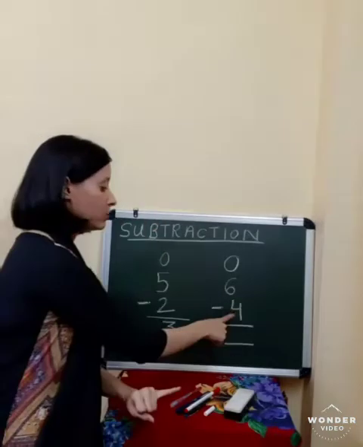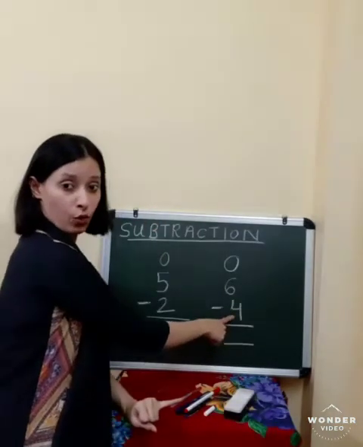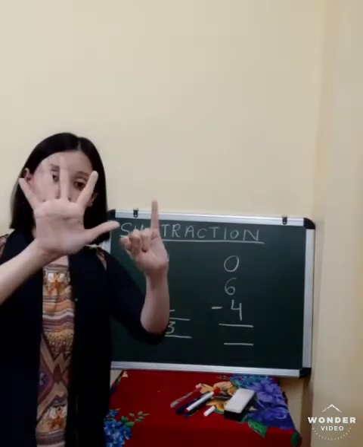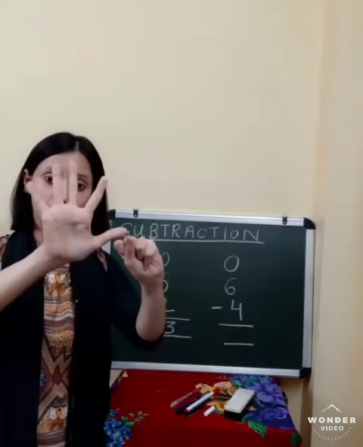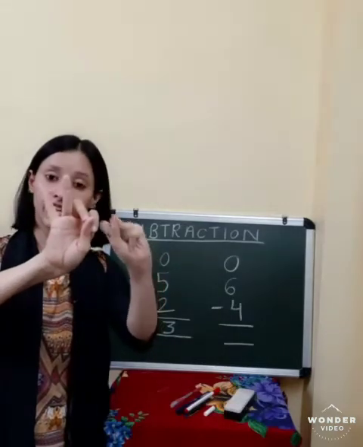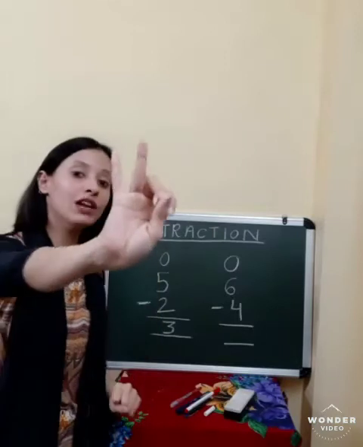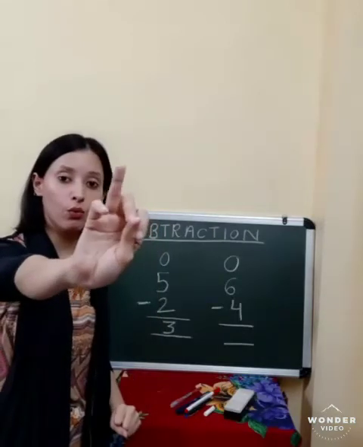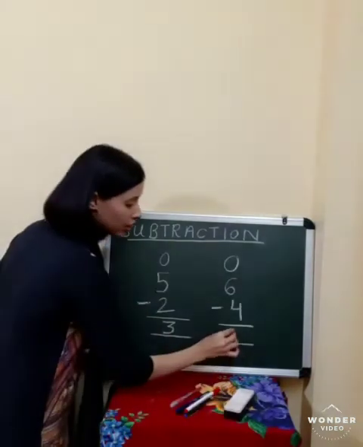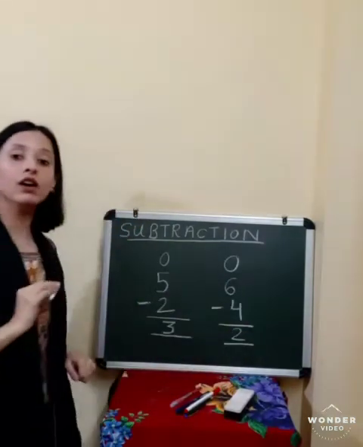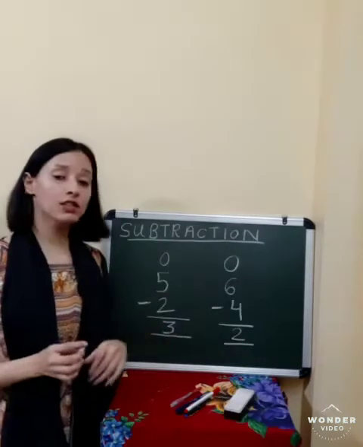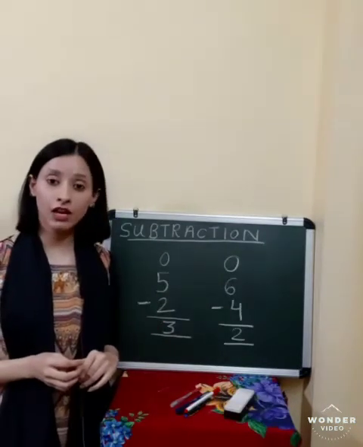Now below is what? Below is 4. So subtract 4 fingers from these 6. 1, 2, 3, 4. So you have taken out 4 fingers. You are left with how many? 2. 1, 2. So you will write 2 over here. Understood? So this was using your finger method.